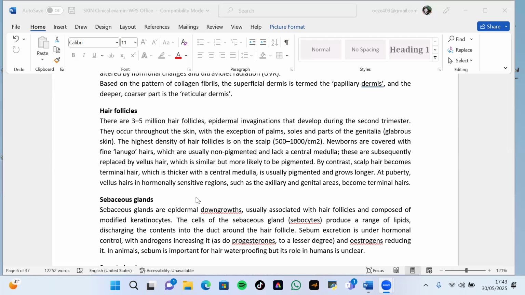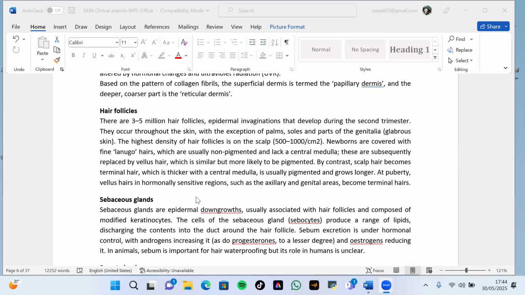Okay? They develop during the second trimester in the womb. That's when the hairs begin to develop. And the hairs occur throughout the body, except in the palms and soles and some part of the genitalia. And that part where hair does not grow is known as glabrous skin. The part of the body that has the highest number of hairs is the scalp, as a human, the skin that covers the skull.